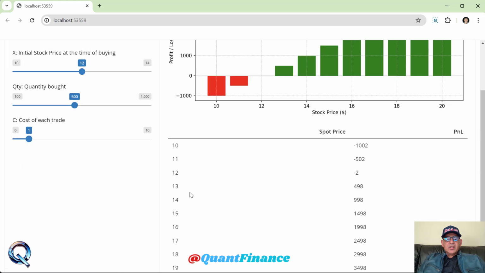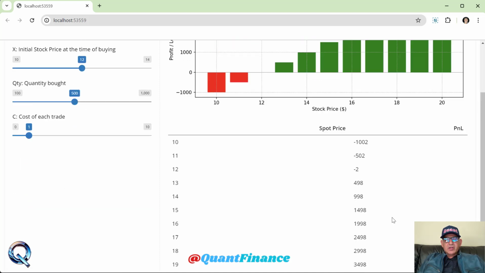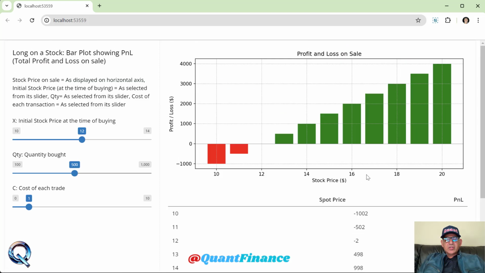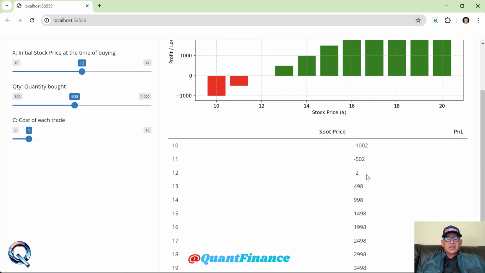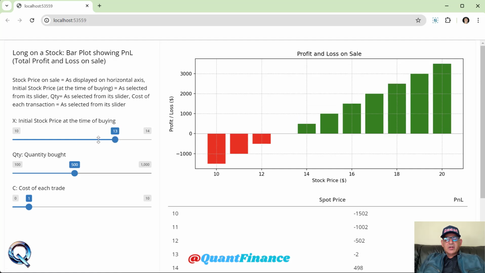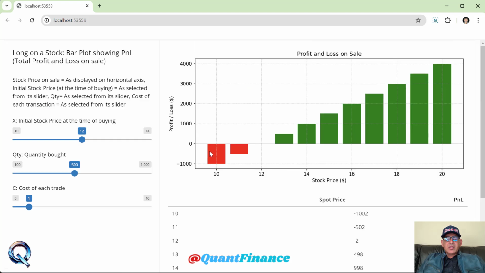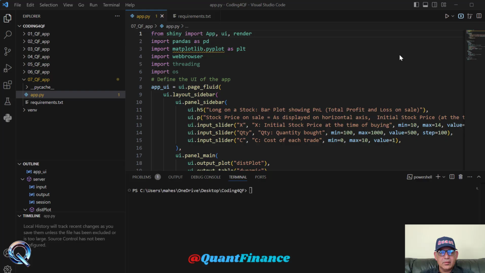So this way, at various spot prices which are given on the x-axis, going from $10 to $20, the various situations for profit and loss are given. And the interesting thing is that this graph is reactive. The moment you change anything on the sliders, the graph accordingly changes. Whenever there is a loss, it is represented in red, and whenever there is a profit, it is represented in green. So let us create this app.